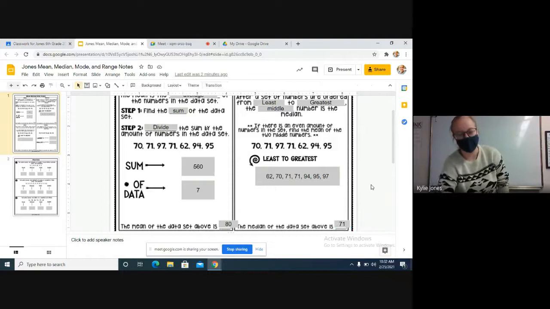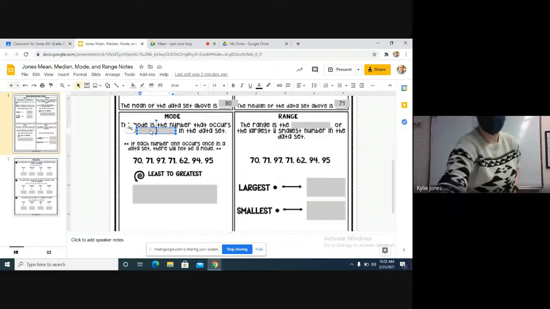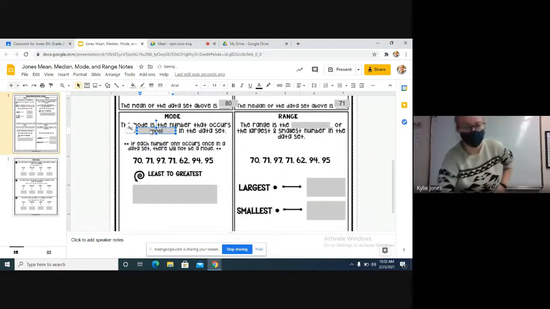Okay, let's scroll down and look at the bottom part. The next one is the mode. The way that I like to remember mode is that it's the number that occurs the most. Mode is the most. That's what you're going to put in this blank. The one that happens the most in the data set.